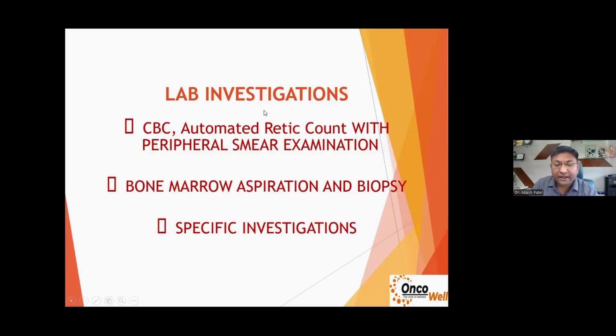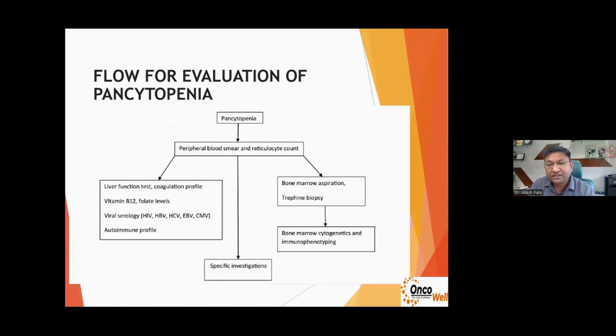After the clinical examination, the common, usual and important aspect in hematology is CBC with retic count and peripheral smear examination. And apart from that, some specific investigations and bone marrow aspiration and biopsy. So in our routine OPD, we sometimes encounter patients with pancytopenia. So how to approach this kind of patient?